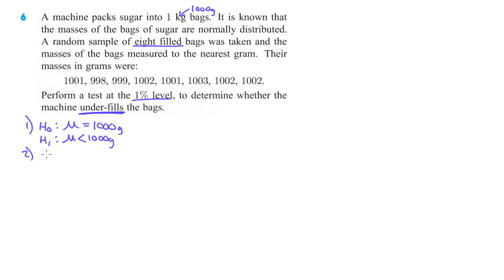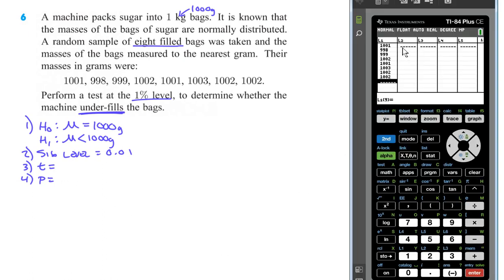Step 2, our significance level is at 1%. So that's going to be 0.01. Our third step is to get what the t-value is. And our fourth step is what the p-value is. So that's when we go back into our calculator to find our t-value and our p-value.